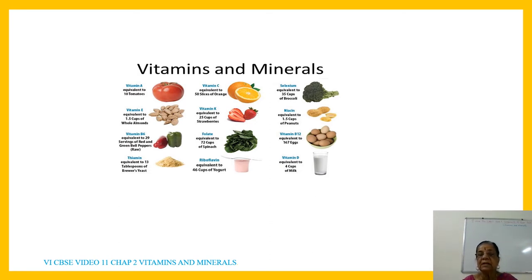Now, vitamins are of different types: vitamin A, D, E and K, and vitamin B and B complex, and vitamin C. Otherwise we say vitamin A, B, C, D, E and K. Right? These are all the sources of vitamins. What you are seeing here is vitamin A, vitamin C, E, B complex and different nutrients. So this is for sources of vitamins and minerals.